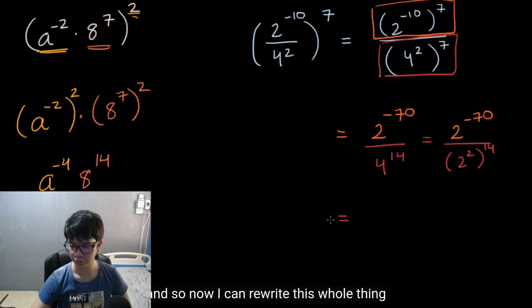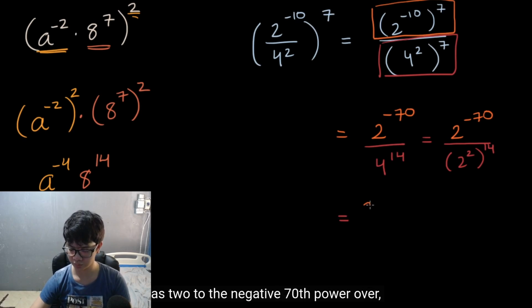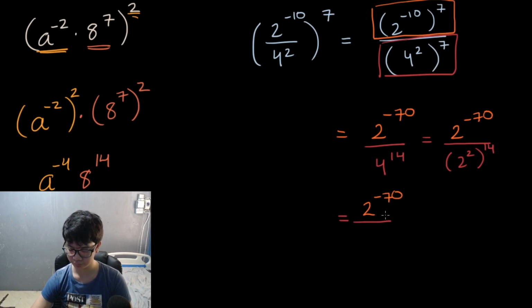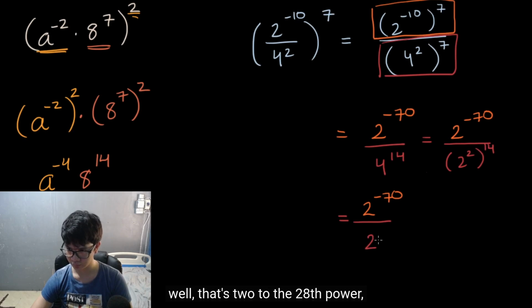And so now I can rewrite this whole thing as 2 to the negative 70th power over, well, 2 to the second, and then back to the 14th. Well, that's 2 to the 28th power. And so can I simplify this even more?